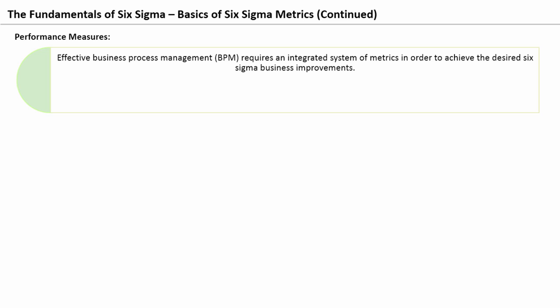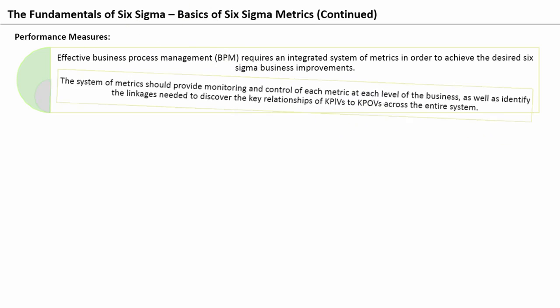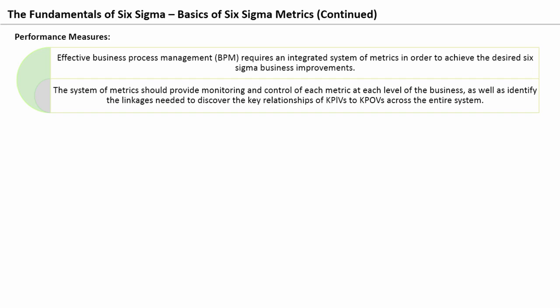Performance measures. Effective business process management, or BPM, requires an integrated system of metrics in order to achieve the desired Six Sigma business improvements. The system of metrics should provide monitoring and control of each metric at each level of the business, as well as identify the linkages needed to discover the key relationships of KPIVs to KPOVs across the entire system. It should facilitate the collection of data and building of summary information from detailed parameters, that is, temperatures, voltages, or dimensions, at the process level to customer and manager parameters, that is, DPMOs, yields, and throughputs, at the operations level to market and financial indicators, that is, profit, growth, and market share at the business level.